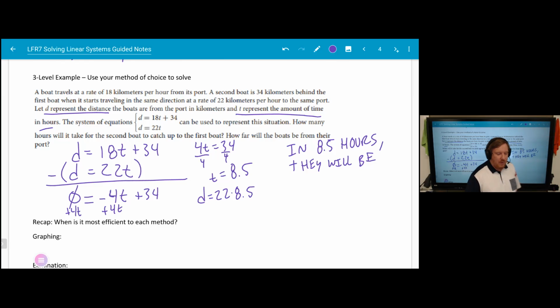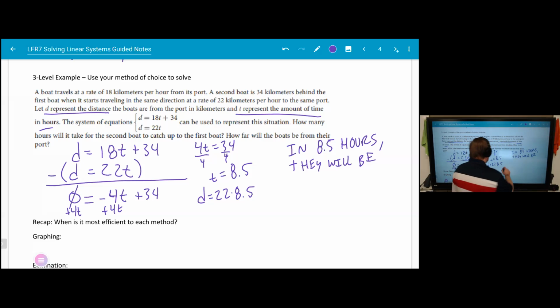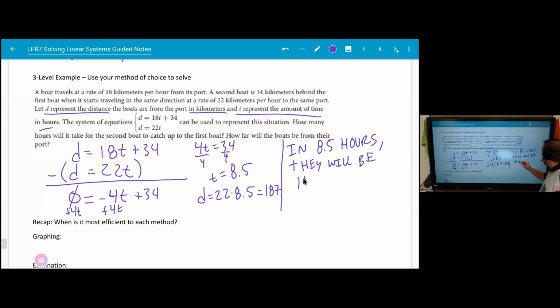And so what is 22 times 8? And it's really okay, you could totally use a calculator. And 22 times 8.5 in this case is 187. And again, we're going to say 187 what? What did D mean? Distance of the boat in kilometers. So in 8.5 hours, they will be 187 kilometers from port.